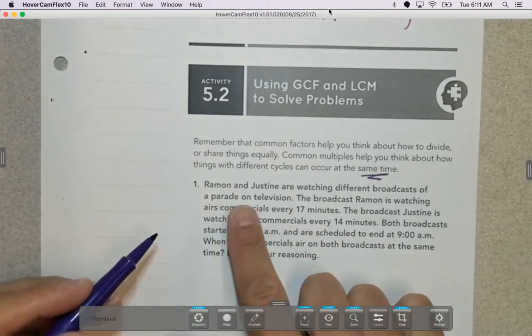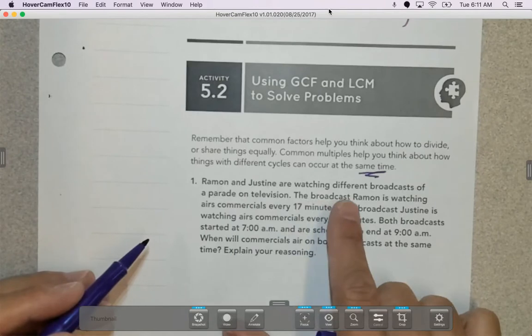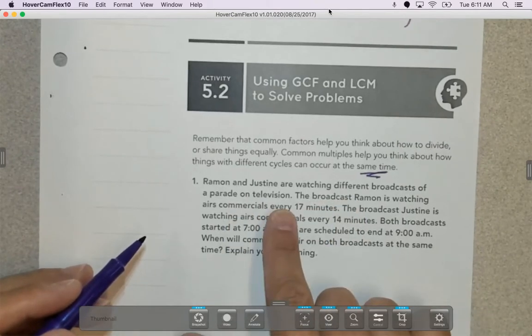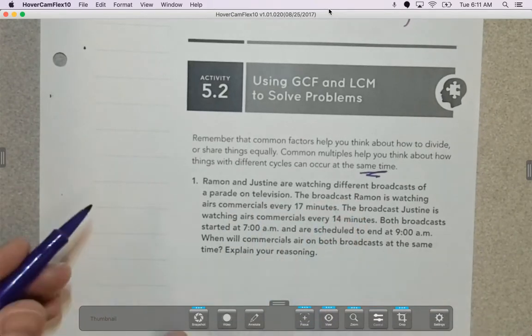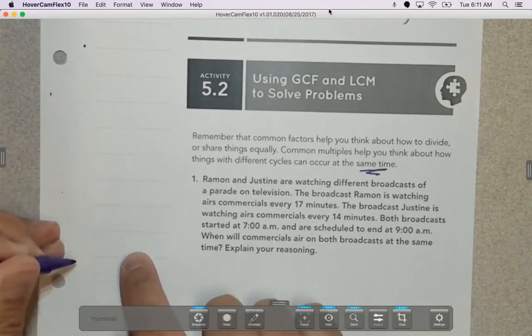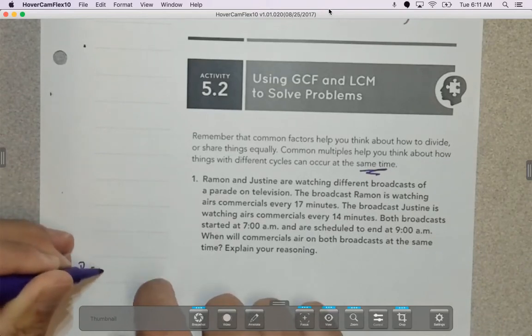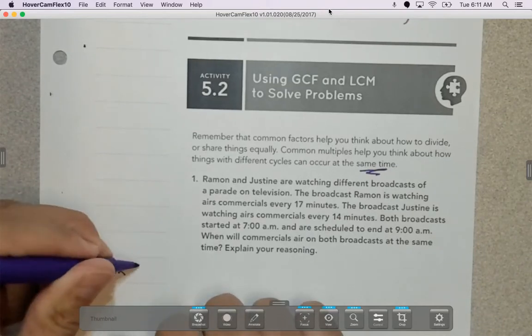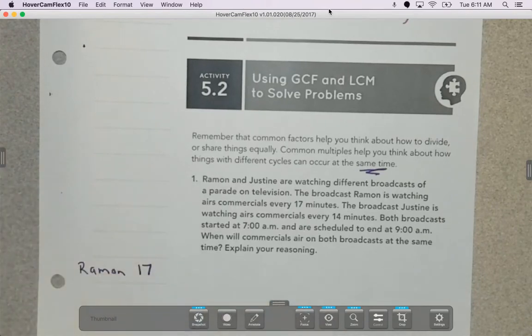Raymond and Justine are watching different broadcasts of a parade on television. The broadcast Raymond is watching airs commercials every 17 minutes. The broadcast Justine is watching airs commercials every 14 minutes.